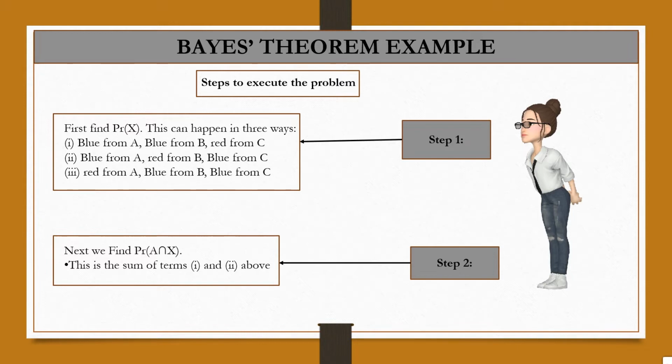So you need to find the probability of each of these. Step 2 is that you need to find the probability of A and X occurring together. This is the sum of terms 1 and 2. And this is because in both of these events, you are picking a ball from A.